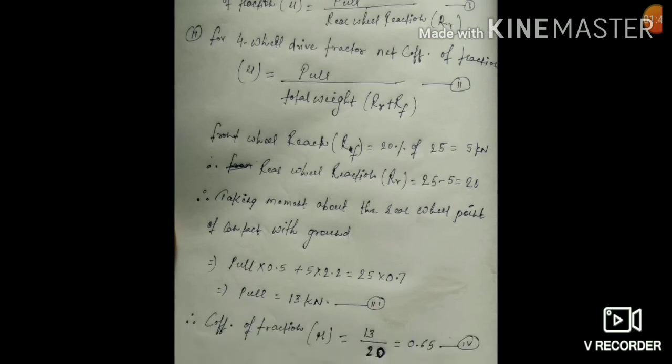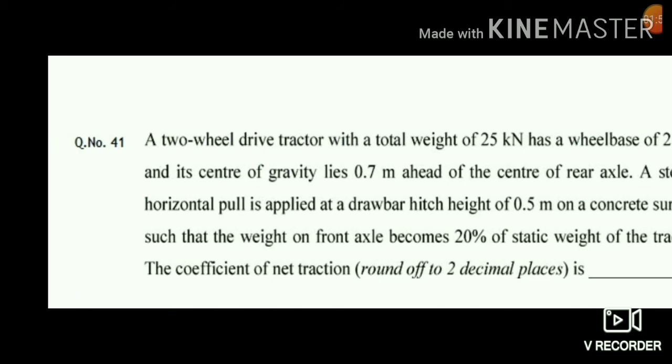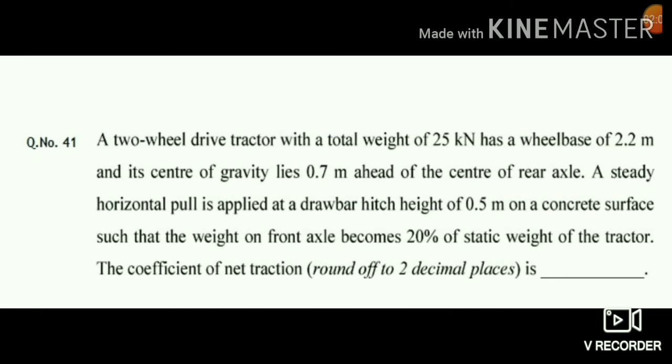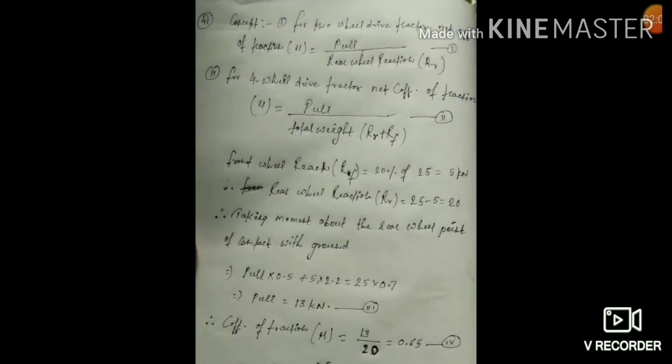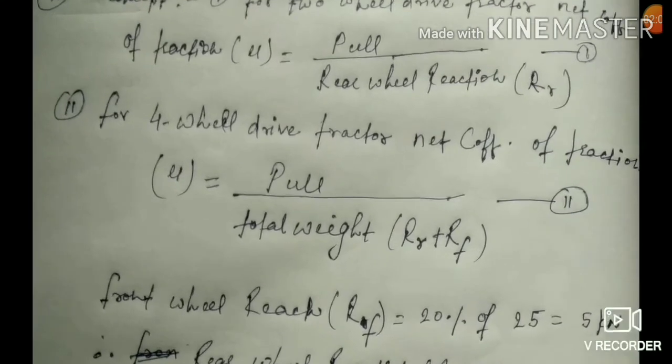You should simply read what type of tractor it is, whether it is a two-wheel drive tractor or a four-wheel drive tractor. You see here in the question, it is clearly mentioned that it is a two-wheel drive tractor. So you should use the first formula, that is mu is equal to pull by rear wheel reaction. And if in the question a four-wheel drive tractor is given, then you should use the second formula, that is mu is equal to pull divided by total weight, means RR plus RF.